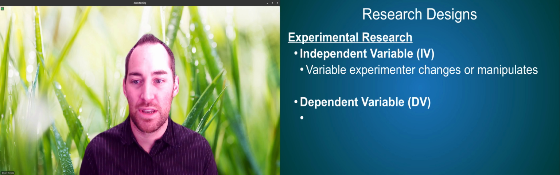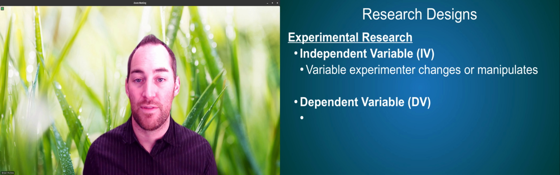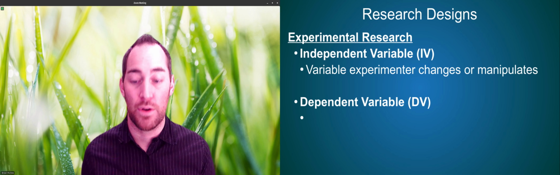Dependent variable. So independent variable, that's the one the researcher manipulates. Dependent variable is the one that you're wondering if it gets changed.